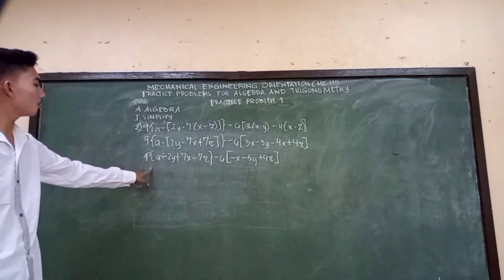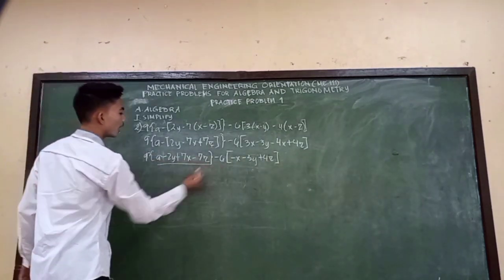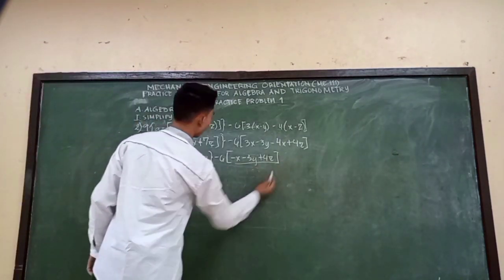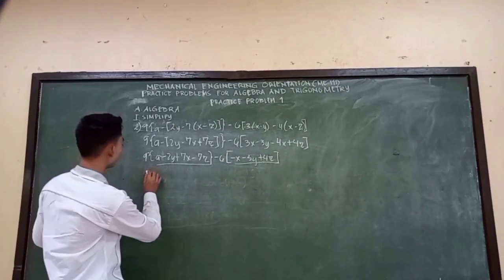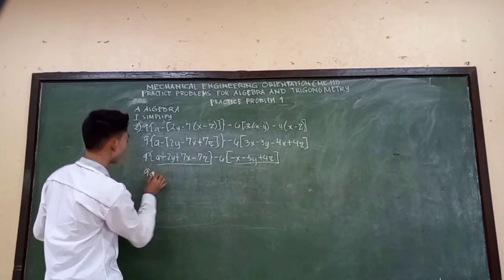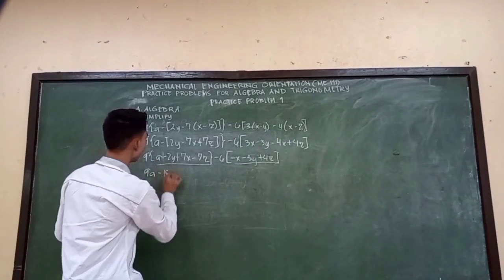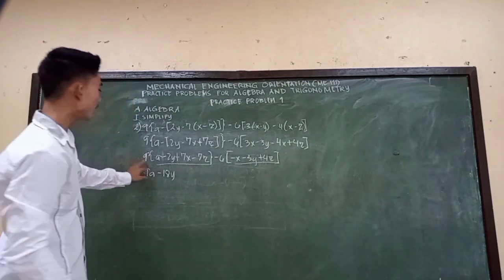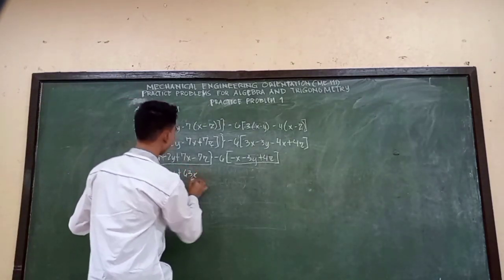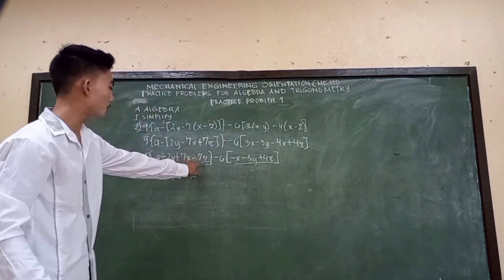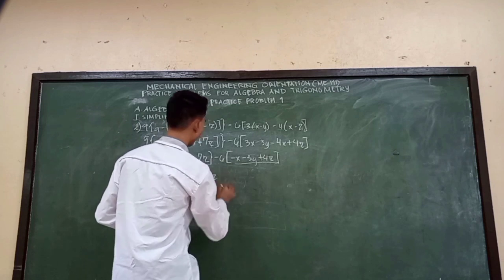Now, all we have to do is distribute 9 with this expression and then distribute negative 6 with this expression. So, 9 times a is equal to 9a. 9 times negative 2y is equal to negative 18y. Then 9 times 7x is positive 63x. Then 9 times negative 4z is negative 36z.